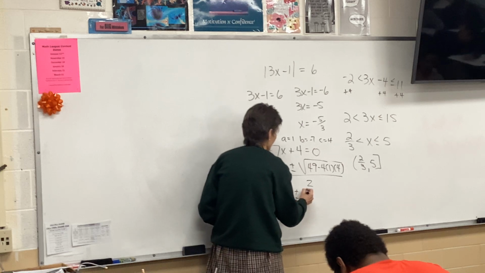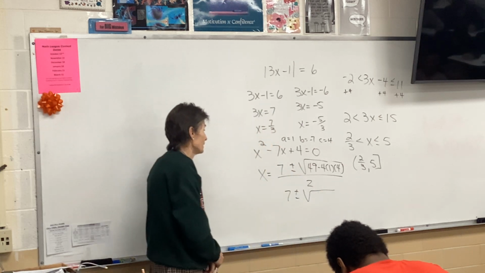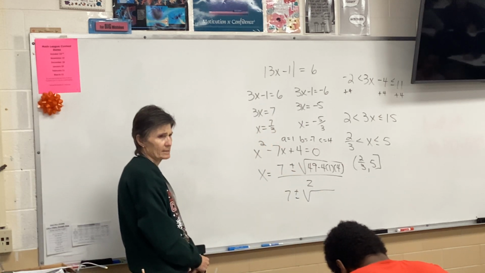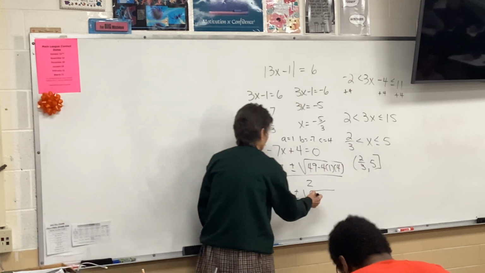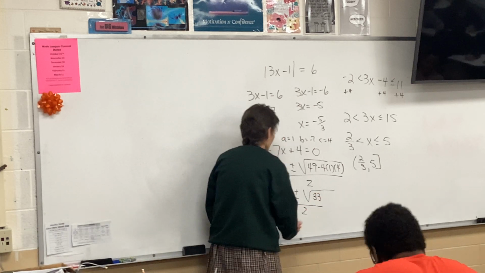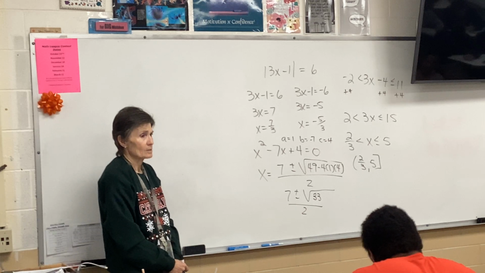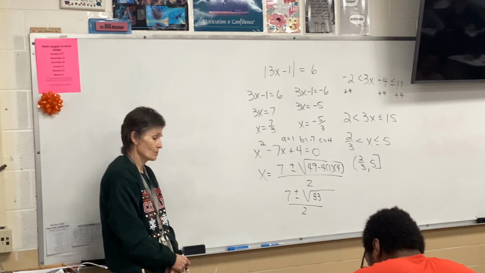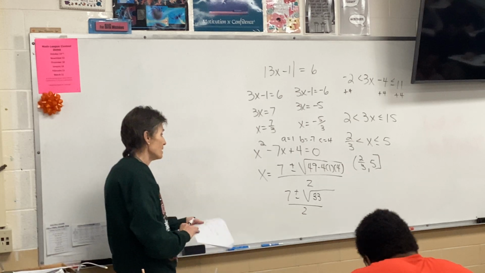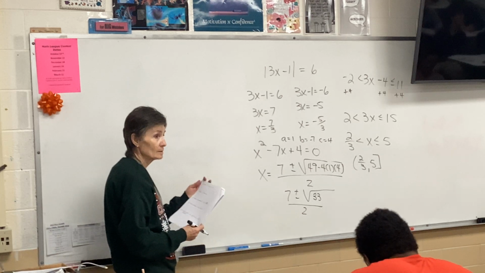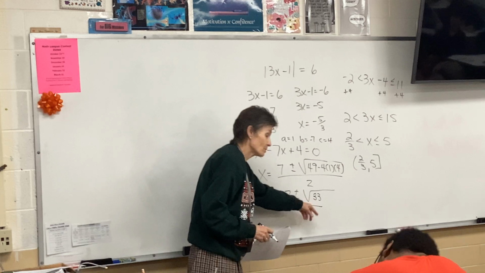So 7 plus or minus what? 49 minus 16, 33. And that one does not simplify at all. So that is the answer. We had one the other day where we had an i. That can happen if that number turns out to be negative.